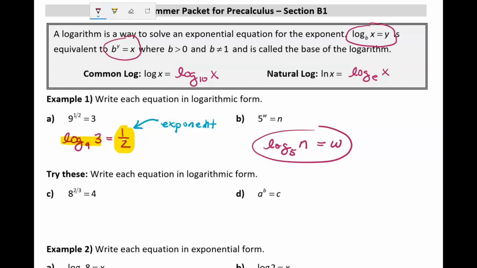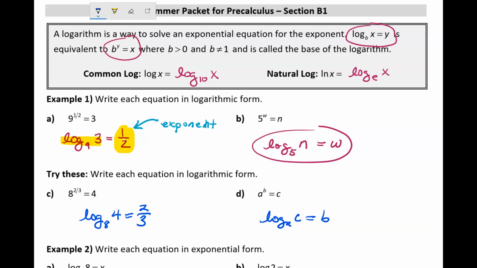All right, try A below on your own and pause the video. All right, you should have gotten log base 8 of 4 equals 2/3. Practice saying that with me. Log base 8 of 4 equals 2/3. It's important that you say the word base so that you'll remember that that number that is below the line, or a subscript, is the base of the logarithm, or the base of the exponential expression. All right, now try D on your own. For D, you should have gotten log base A of C equals B.